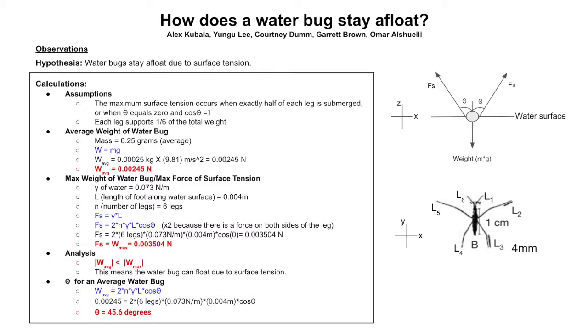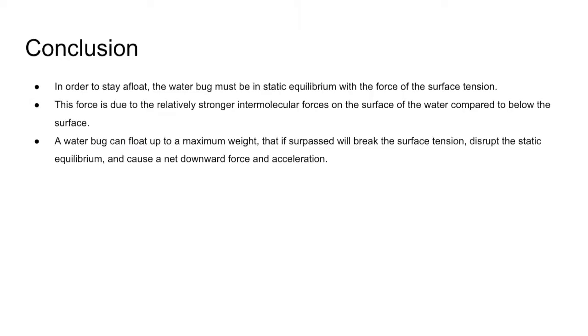If the bug weighed any more, its leg would become more submerged because the surface tension would not be able to combat this force and the bug would start to sink. In conclusion, in order to determine how a water bug stays afloat on the surface of a stream, we set up a free body diagram to analyze the forces on the bug. After calculating each force, it was found that the surface tension can exert more than the force required to keep the bug on top of the water.